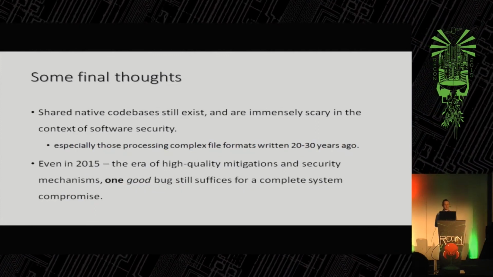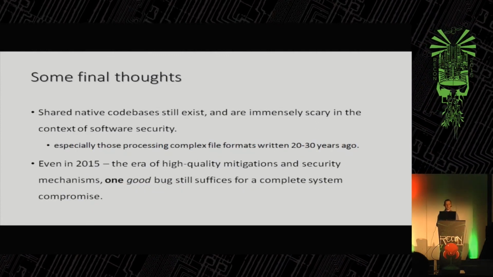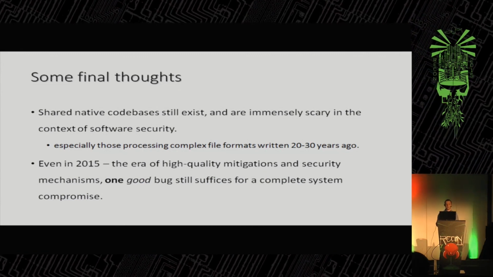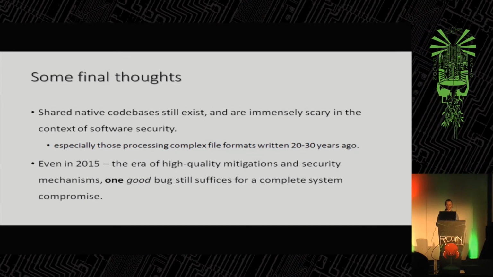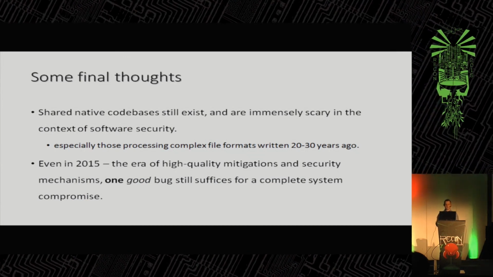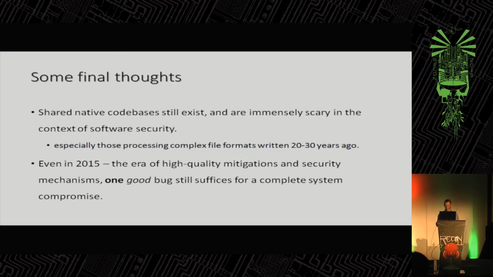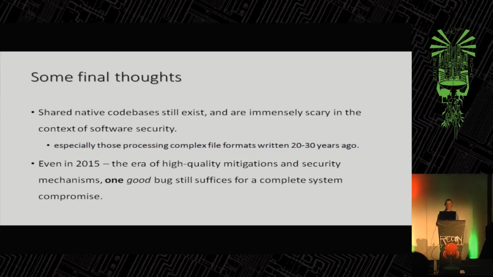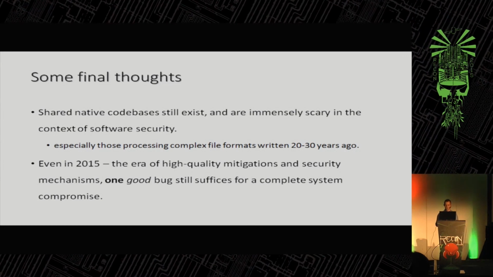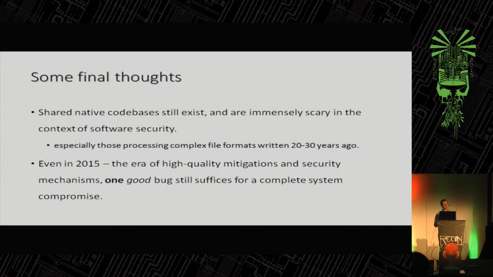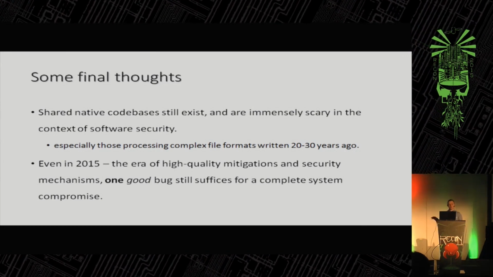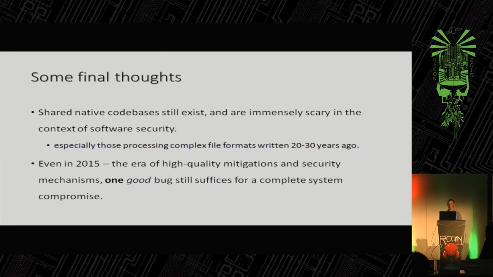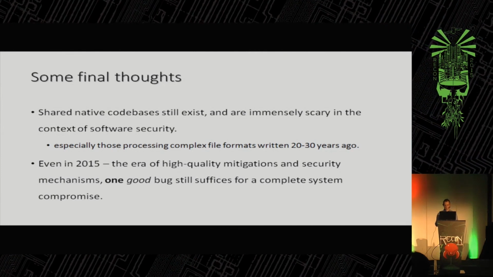And yeah, we should also be aware of the fact that shared native code bases still exist, and this is obviously very, very scary in the context of software security. Especially in the context of file formats that were developed 20 or 30 years ago, and the code really hasn't changed that much since then. So even in 2015, with all of those mitigations that we have, it turns out that it's still a matter of just a single good bug to get a full system compromise.